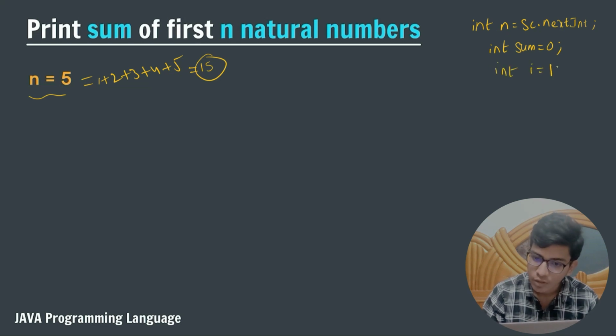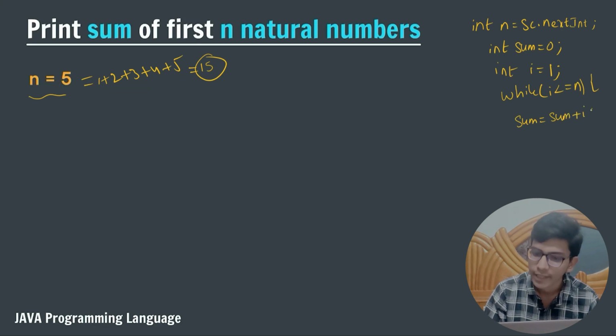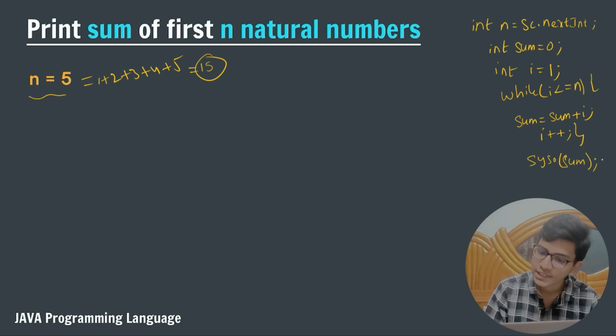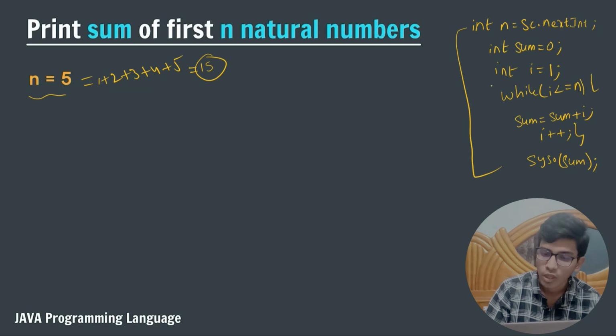So let us write again the initialization step. int i is equals to 1. After that, while our i is less than or equals to n, in that we will do sum is equals to sum plus i. After that we will do i++. Finally we will print System.out.print the value of sum. So this is the code for printing the sum of n natural numbers. This is the pseudo code.